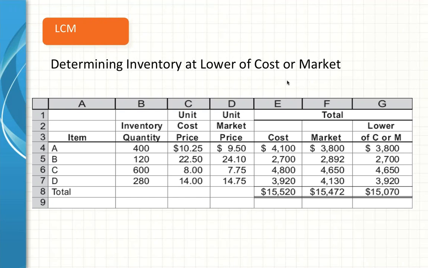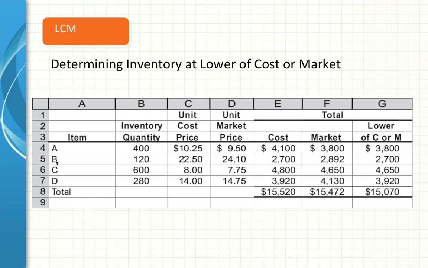So when you compare 10.25 of product A with the market price 9.5, lower of them is 9.5. So 400 times 9.5 is 3,800. 400 times 10.25 is 4,100. So I will take 3,800 here. This is going to my financial statements in the calculation of cost of goods sold and the ending inventory.